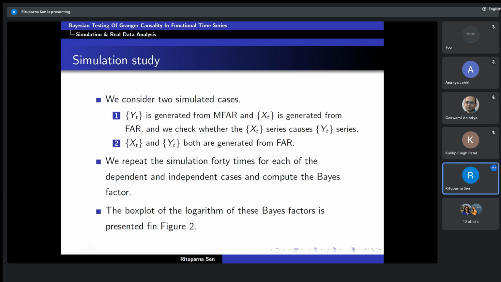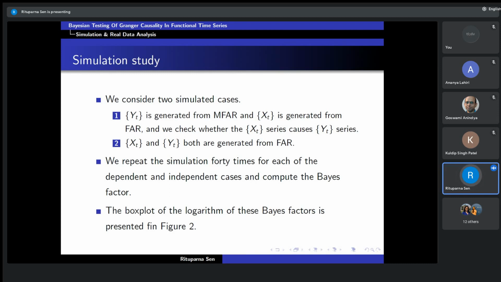Okay, so we consider 2 simulated cases. In one, y_t is generated from a functional autoregression model and x_t is generated from a functional autoregression, and we check whether x_t causes y. The first one is the dependent case, so y actually depends on x, and in the second case they are independent and each is a functional autoregression. Then we repeat this simulation 40 times. I know this is not too much, but it was taking too long, so we restricted to 40 times for each of the dependent and independent cases, and computed the Bayes factor.